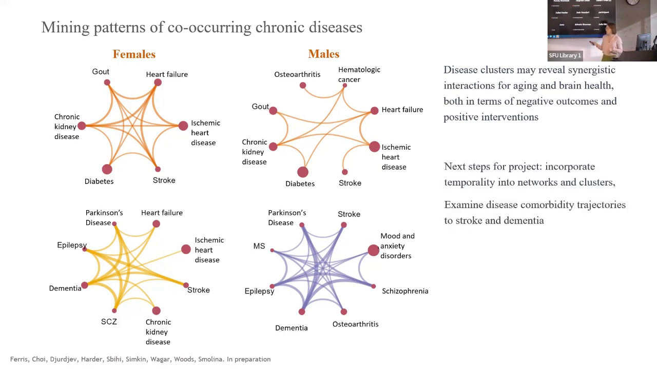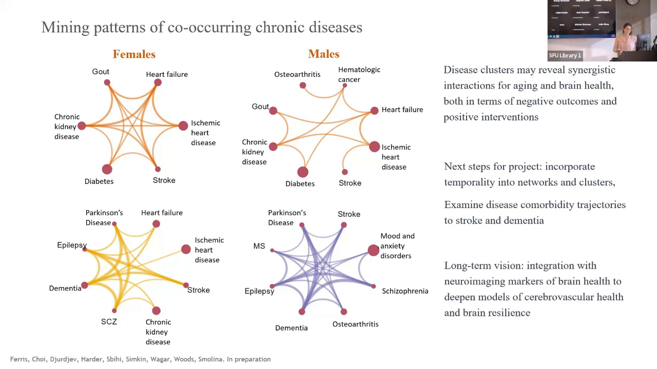So next steps for this project, this is hot off the presses, as they say. So analyses are very much ongoing. The next step is to incorporate temporality as a primary outcome here in order to really try to then mine. What I'd like to look at is trajectories into stroke and trajectories into dementia, and also comorbidities that occur after the incident events of those conditions. And in terms of a long-term vision, I see a lot of potential to integrate these sorts of analyses and concepts with our neuroimaging markers of brain health to have an overall measure of cerebrovascular health and brain resilience.